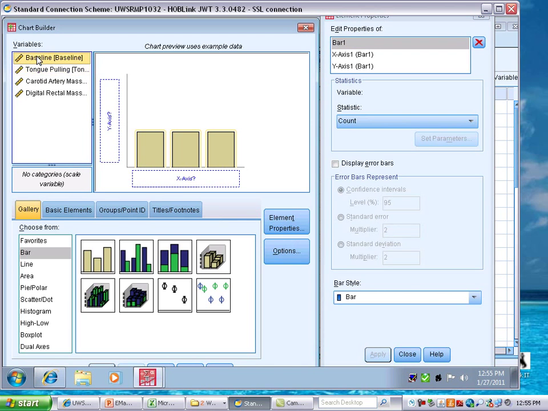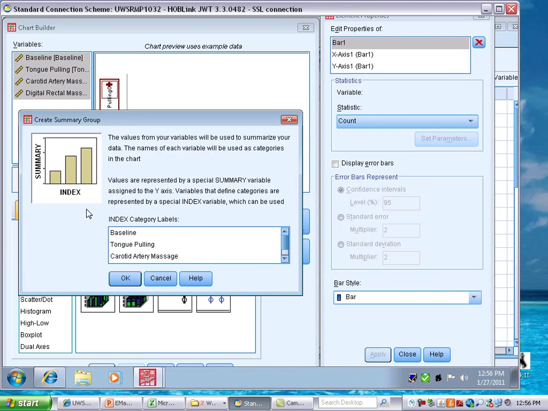Oh, let's see, I'd better highlight the first one. Now I'll push the control key and highlight the other 3 treatments. By pushing the control key, I can move all 4 at once, and you do have to move them all at once over to this y-axis. Now we get this message telling us that the values from our variables will be used to summarize the data, and that we have this index of 4 different variables, which is exactly what we want, these 4 different repeated measures on the same people.